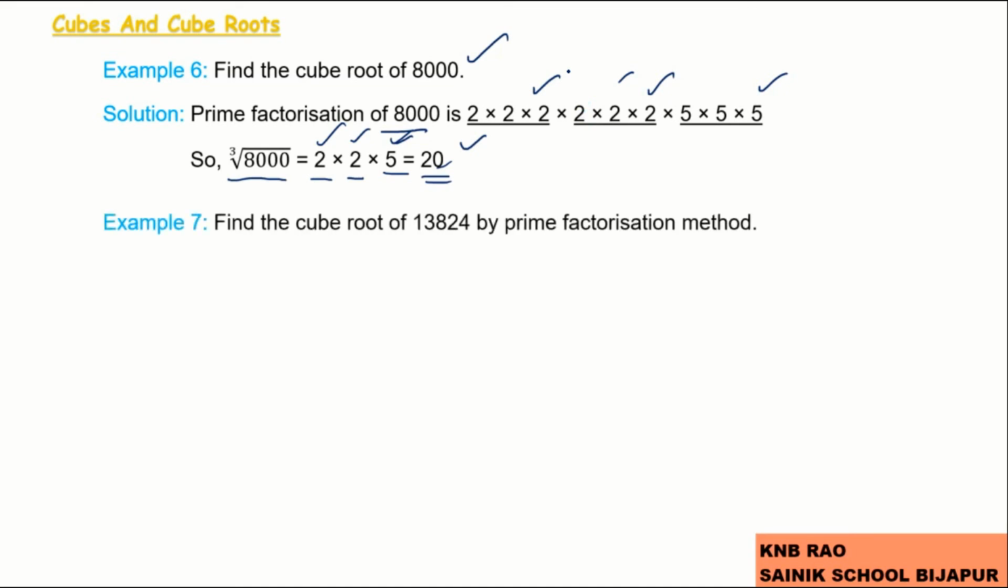Now let us see one more example. Example number 7 asks you to find the cube root of 13,824 by the prime factorization method. So first do the prime factorization of 13,824. I shall give this question as homework for you. You can note down this question and do it as homework.